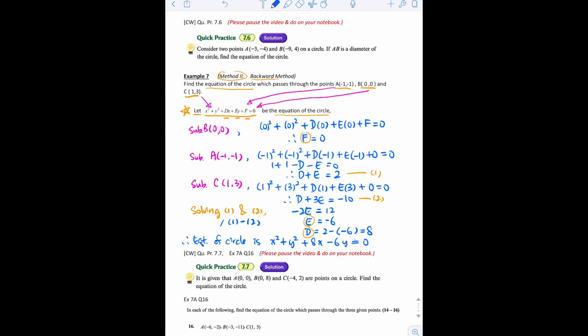Now it's your turn. Try to do some more questions on using the backward method. Please try quick practice 7.7. And also question 16 from exercise 7A. It may take you some time to finish question 16, but do try yourself first before you check the solutions.